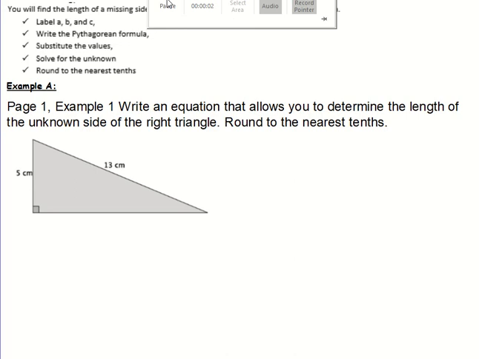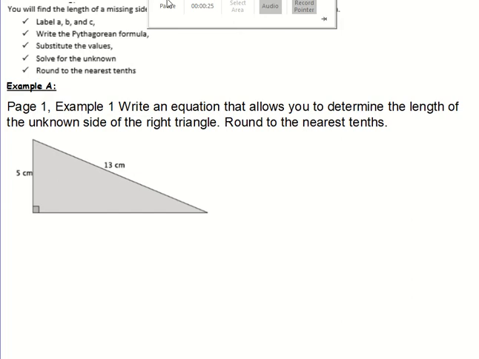So today you will find the length of a missing side of a right triangle by using the Pythagorean Theorem. Your steps: label A, B, and C. C is the hypotenuse, A and B are the legs. Write the Pythagorean Theorem formula: a squared plus b squared equals c squared. Substitute your values, solve for the unknown, and then round to the nearest tenths if needed.